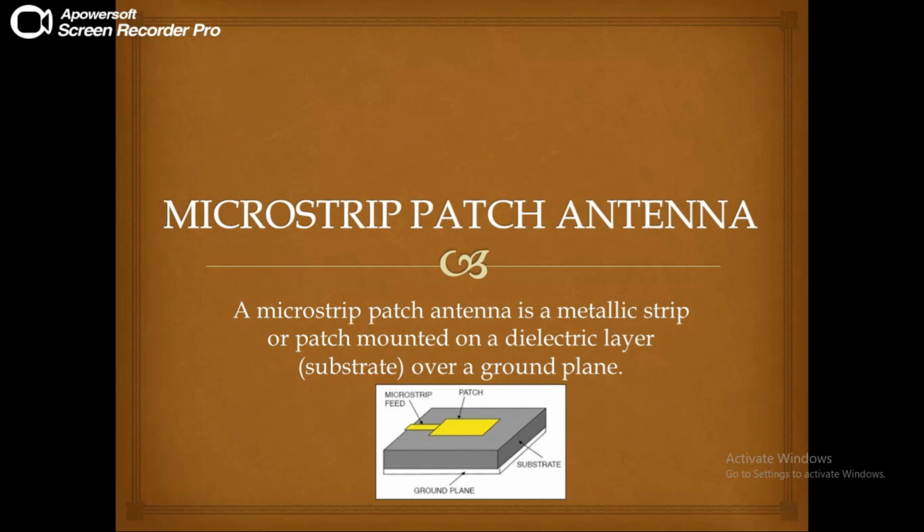Along with that, we have different types of feeding options for the microstrip patch antenna, like microstrip feed, coaxial feed, aperture coupled feed, and proximity coupled feed. In this final year project, we have used coaxial feed for feeding our microstrip patch antenna.